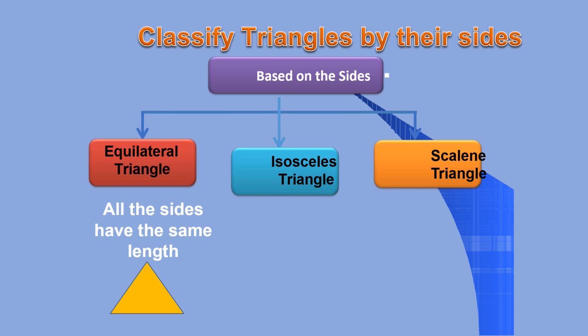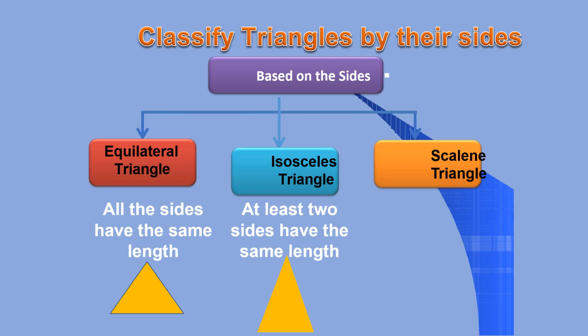The second one, isosceles triangle. What about isosceles, guys? Only two sides are the same. For the isosceles triangle, there are two sides only that are the same, or at least two sides are the same. So if there are at least two sides the same in the triangle, that triangle is going to be named as an isosceles triangle, like the shown one here.